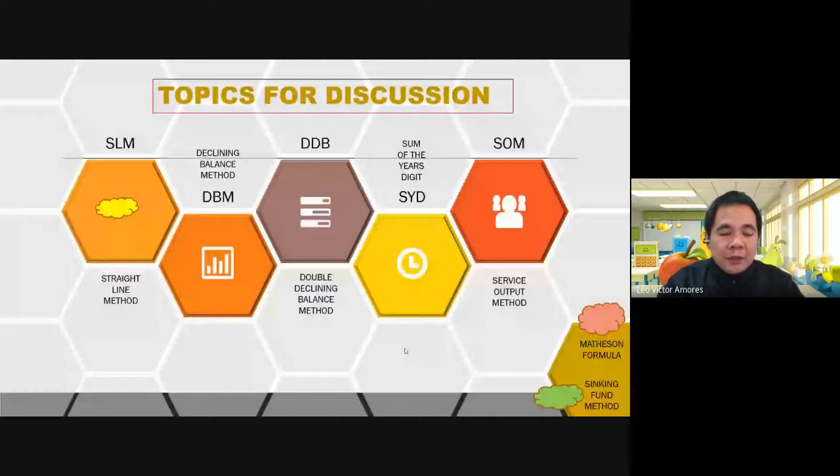Number 1 is the straight line method. Number 2 is the declining balance method. Number 3 is the double declining balance method. Number 4, SYD or sum of the year's digits. And number 5 is the service output method. Also, we have 2 supplementary topics. Number 1 is the Matheson formula equation, and number 2 is the sinking fund method.